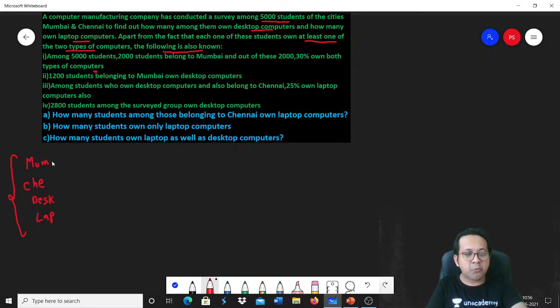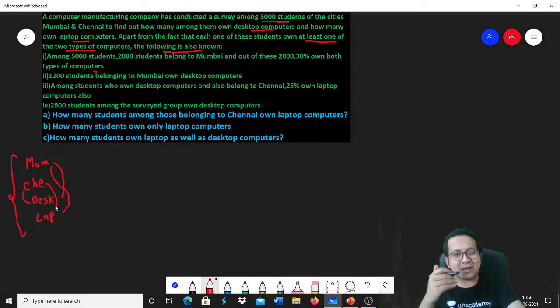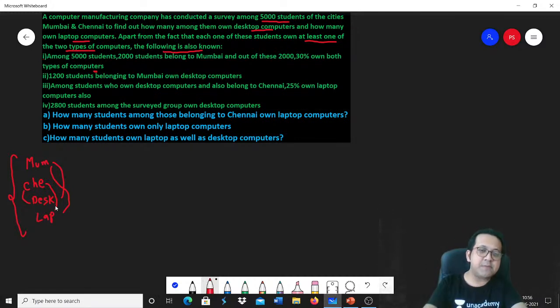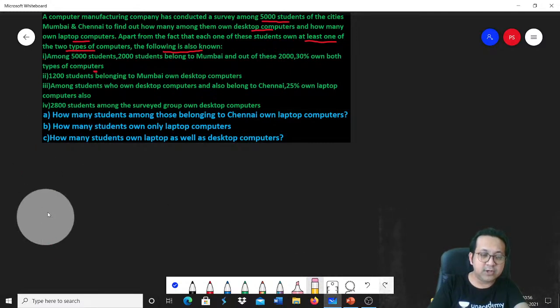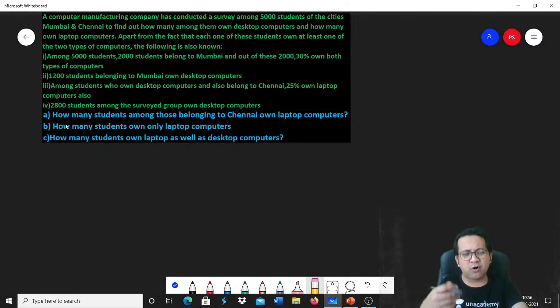So it could be Mumbai students owning desktops, or Mumbai students owning laptops, or Chennai students owning desktops, or Chennai students owning laptops, or Chennai students owning both, or Mumbai students owning both. So some overlapping is there, and there are four variables. So I think a four set Venn diagram might not be very easy for many of you. I think the easiest way to solve this could be through tables rather than a Venn diagram.